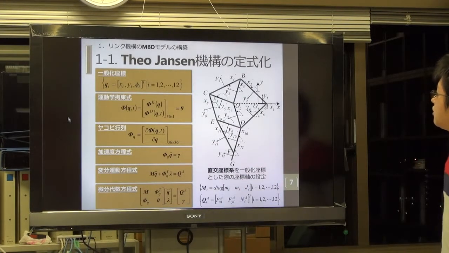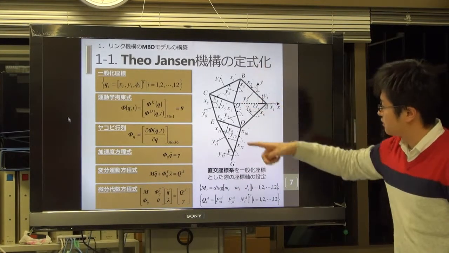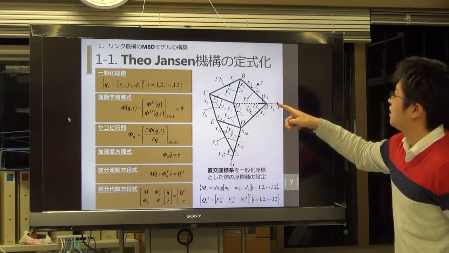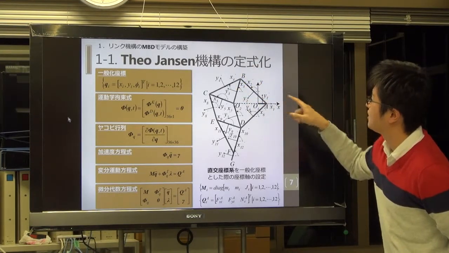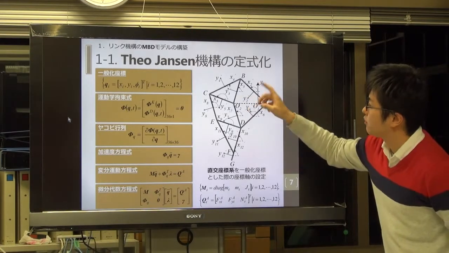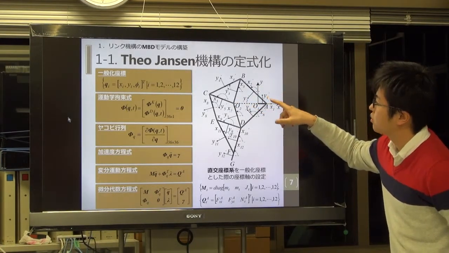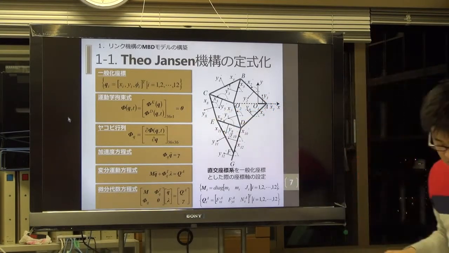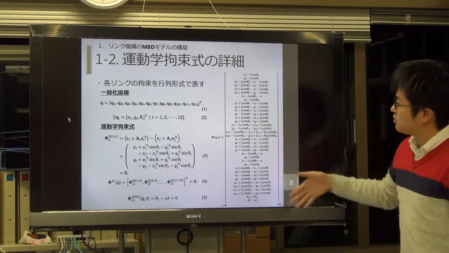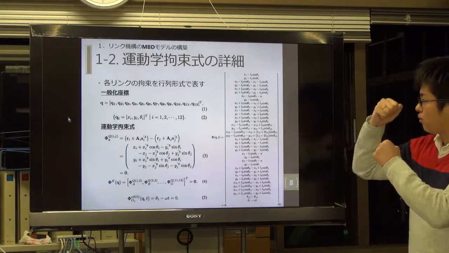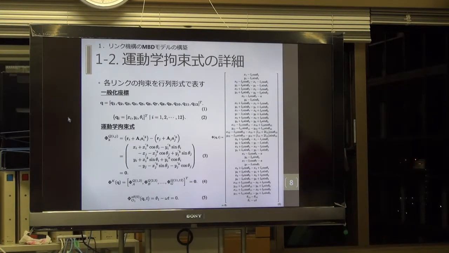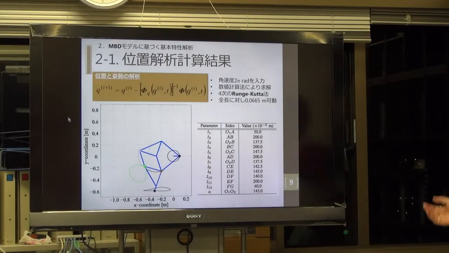This is, for example, the Theo Jansen mechanism. I set the coordinates one by one. In this case, the mechanism has 12 links. Firstly I set the coordinates, and then I described the kinematic constraints like this. This part describes the fixed points between one link and another link. After that, I calculate the mechanism.